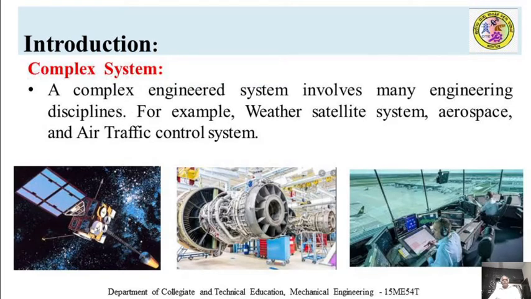Complex systems involve many number of engineering disciplines. For example, weather satellite system. Weather satellite system involves mechanical, electrical, electronics, communication, meteorology, climatology, communication engineering, etc. Computer science, etc. So many engineering concepts are involved in the weather satellite system. So that's why it is called complex system.